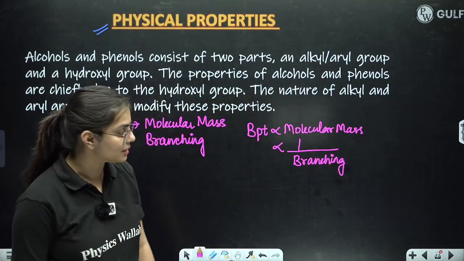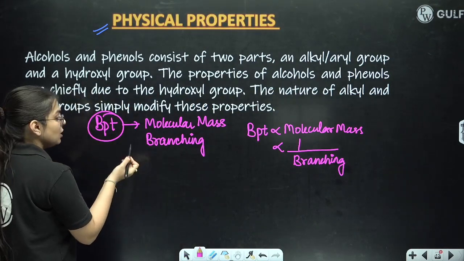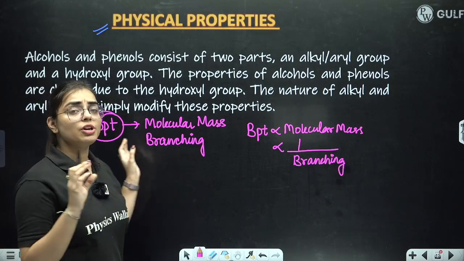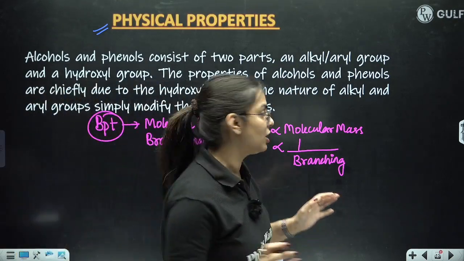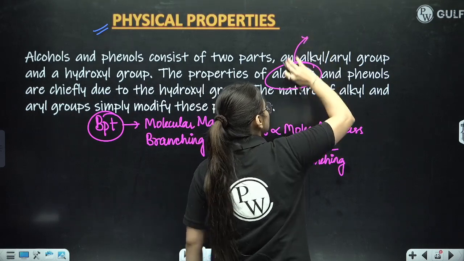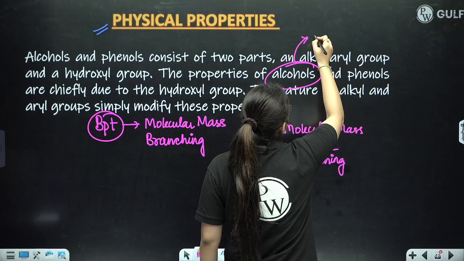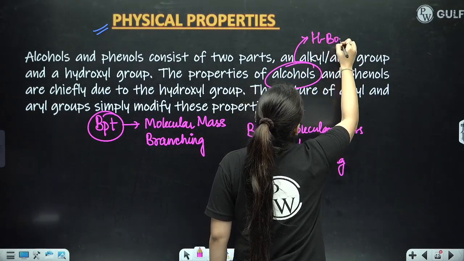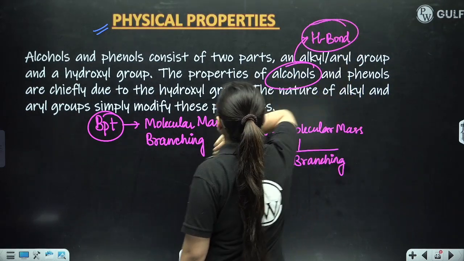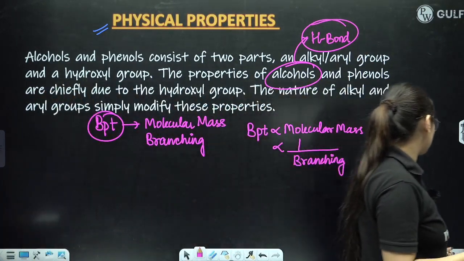Do remember that. Other than this, if I talk about the boiling point of alcohol, students, it has the highest boiling point, but less than carboxylic acid. It has highest because why? It has higher than ether, it has higher than aldehyde and ketone. Why? Because it can create hydrogen bonds. It can participate in hydrogen bonding, that's why. Clear? So you should know these various basic factors about it.